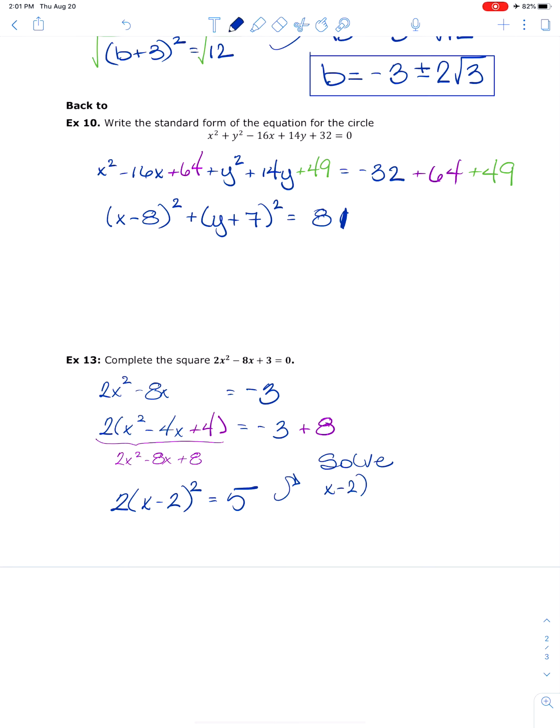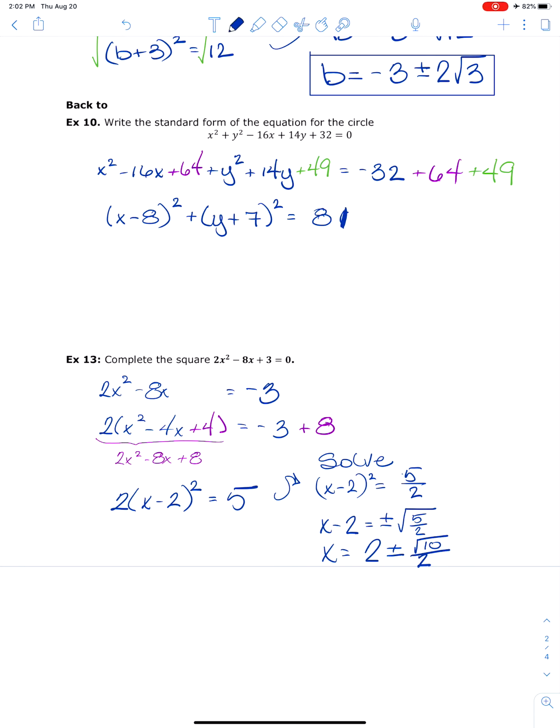I get (x - 2)^2 = 5/2. Square root both sides, and x - 2 equals plus or minus the square root of 5/2. We're definitely not going to leave that fraction in there. Move the 2 to the other side. 2 plus or minus, I'm going to multiply numerator and denominator by a 2 under that radical. And I get 2 plus or minus the square root of 10 over 2. And that is it for example 13.